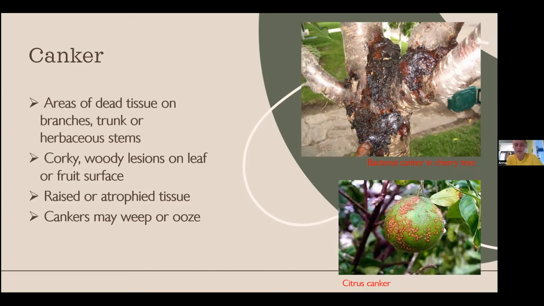But this is a canker where you can see it's kind of knotted and gnarled and raised up on this cherry where the bark has become damaged by that bacteria. And on the photo below, that's another bacterial infection on citrus. It's super common in our area, called citrus canker. And you see how it's kind of raised up on that fruit and it's real corky and woody. Those are cankers. And sometimes they weep a really disgusting, almost pus-like bacterial ooze that might mix with sap as well. So that's how you know you might be dealing with a canker, typically caused by bacteria.